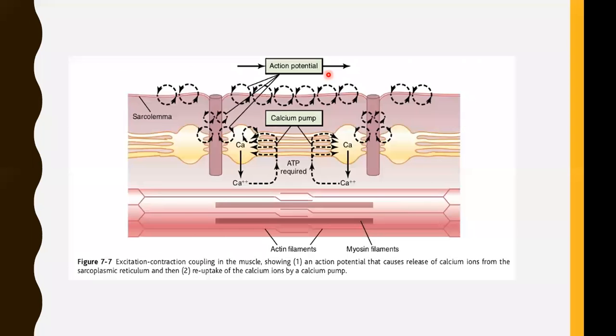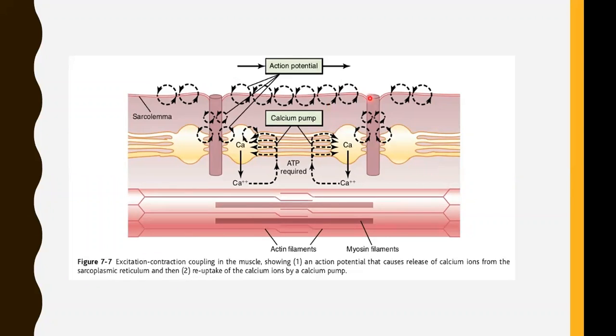How the action potential causes the contraction. For that, there is a standard mechanism, and that mechanism is the excitation-contraction coupling mechanism. You can see that this is a portion of the muscle fiber, either the skeletal, the cardiac, or the smooth muscle fiber.